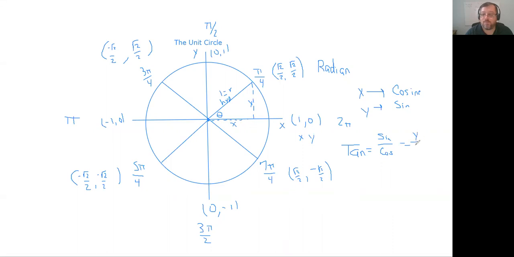Y over x. So what if I asked you what is the tan of pi over 4, which is equal to the tan of 45, somebody tell me the answer. The square root of 2 over 2. The square root of 2 over 2 over the square root of 2 over 2 is 1.